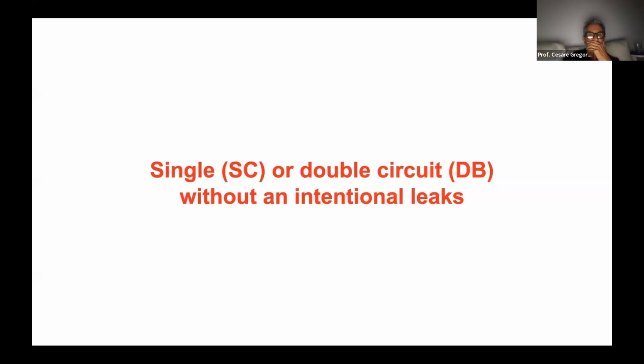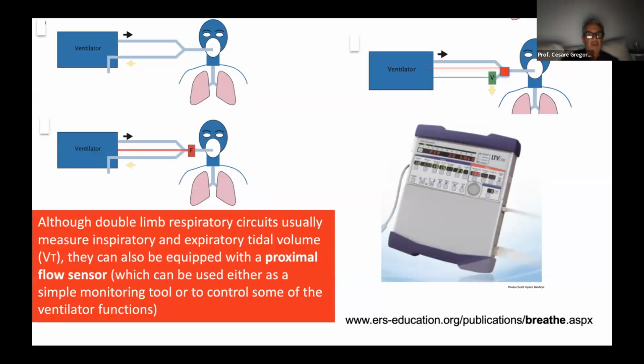So we start to talk about single or double circuits without an intentional leak, so non-vented configuration. We can have a conventional double respiratory system. We can have a double respiratory system with a distal flow sensor that is able just to measure inspiratory and expiratory tidal volume. So it can be used either as a simple monitoring tool or to control some of the ventilatory function.